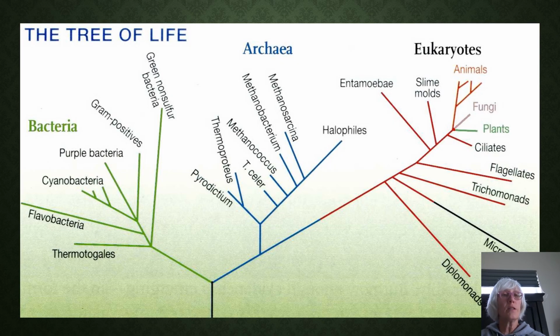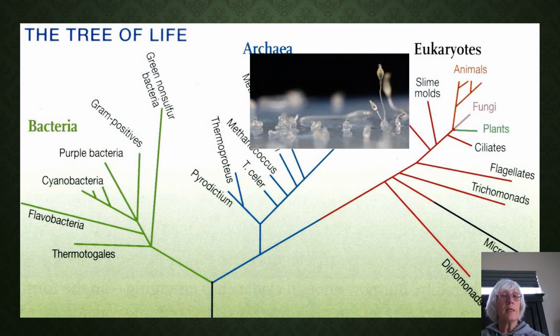So here is our tree of life looking at bacteria on the left-hand side and eukaryotic cells on the right-hand side with our archaebacteria in the middle. That suggests that all of us sort of came from these archaebacteria.